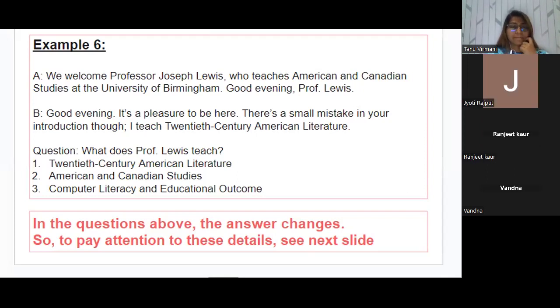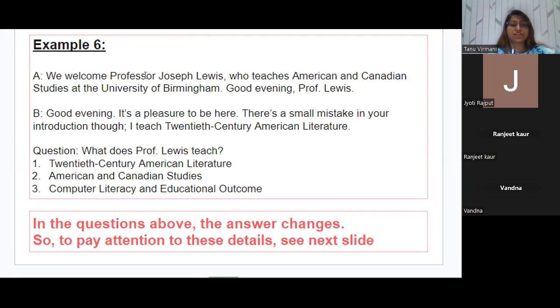So, what does Professor Lewis teach? 20th century American literature. What about others? American and Canadian studies. Here they asked about Professor Lewis. Professor Joseph Lewis and Professor Lewis are the same person.